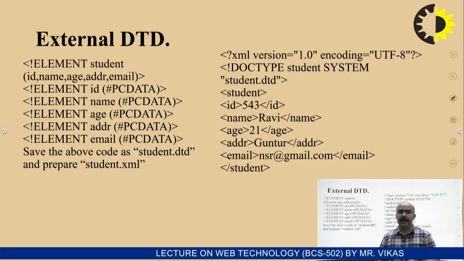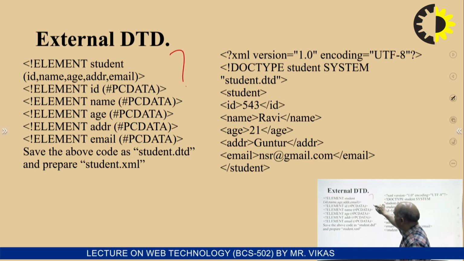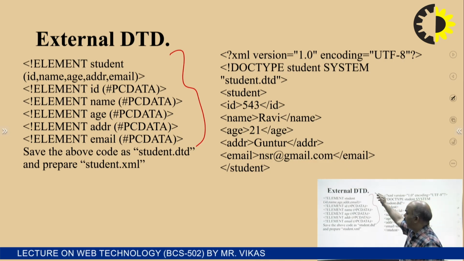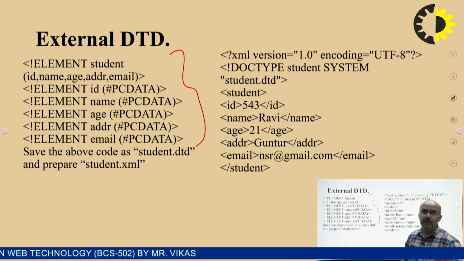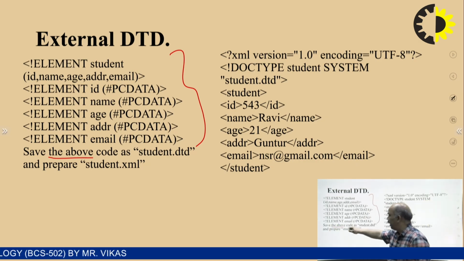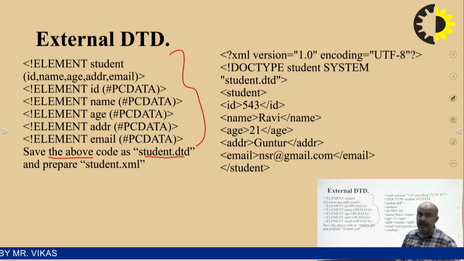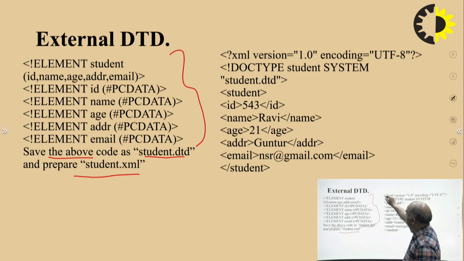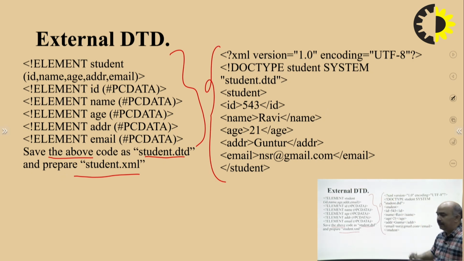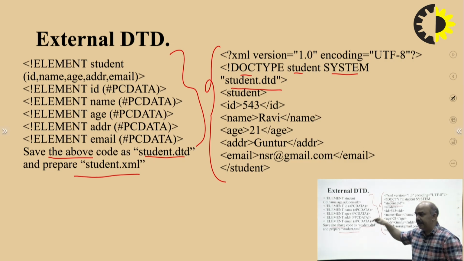Another is external DTD. Here you have to create a notepad file, write the DTD rules, and save the above code as student.dtd. Now prepare another student XML file in notepad and save it as student.xml. Here we have to call the DTD. So here, DOCTYPE student SYSTEM, which calls student.dtd. As they are saved in the same folder, we just need to write student.dtd.